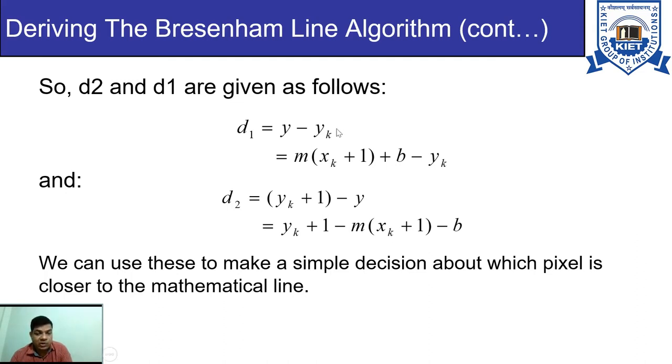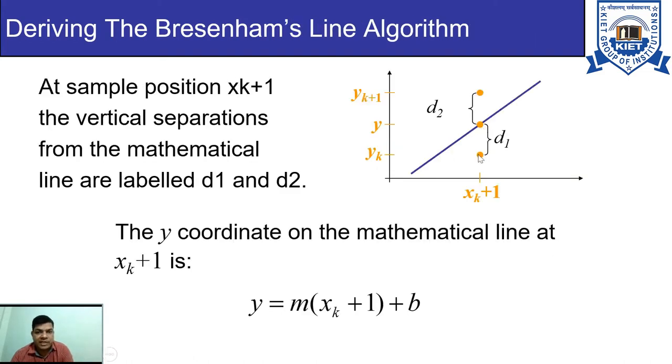So on this basis we can simply calculate the value of d1 and the value of d2. We can use these to make a simple decision about which pixel is closer to the mathematical line. As I have already said, if d1 is less than d2, then obviously the pixel at the position xk plus 1 comma yk is much closer in comparison to d2.